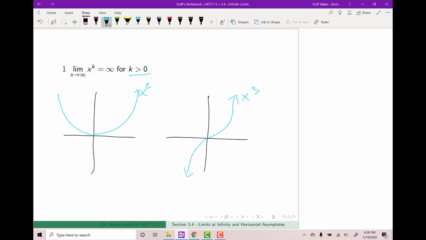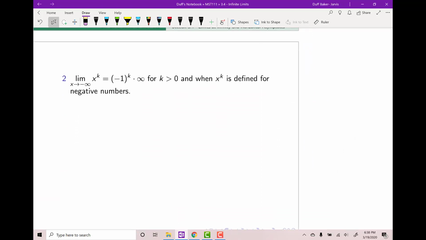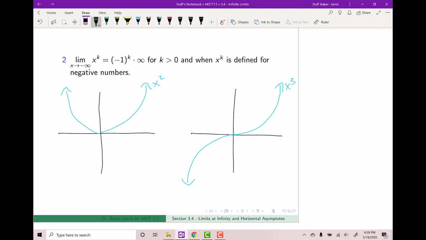Okay. And that works for, you could also do it for x to the 3/2, or x to the 9th, or x to the 1/2. The square root also does this. So those are all examples that if you take the limit at positive infinity, you get positive infinity. Things get a little bit more tricky when you're taking the limit at -infinity, because you have to worry about signs. So in this example, we see that as we go to the left, the limit as x goes to -infinity goes to positive infinity because we're squaring the negative numbers.